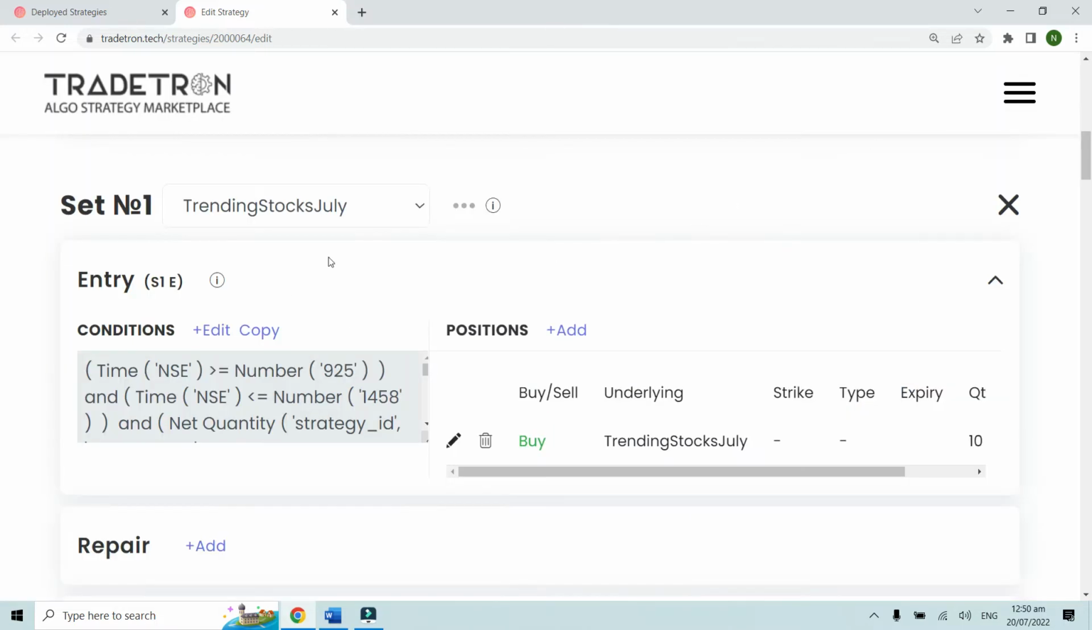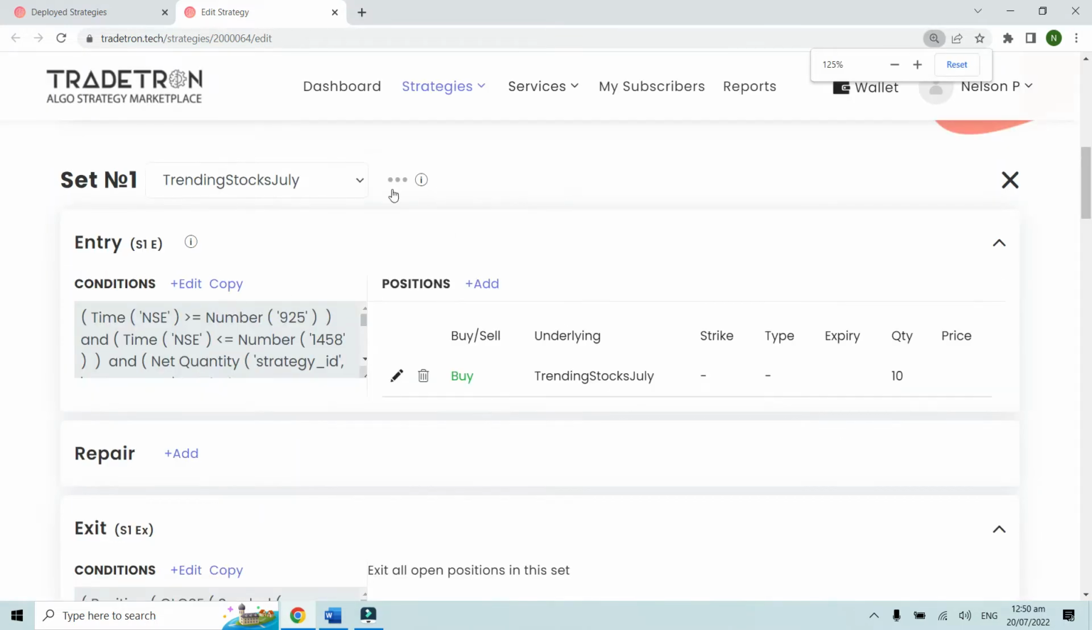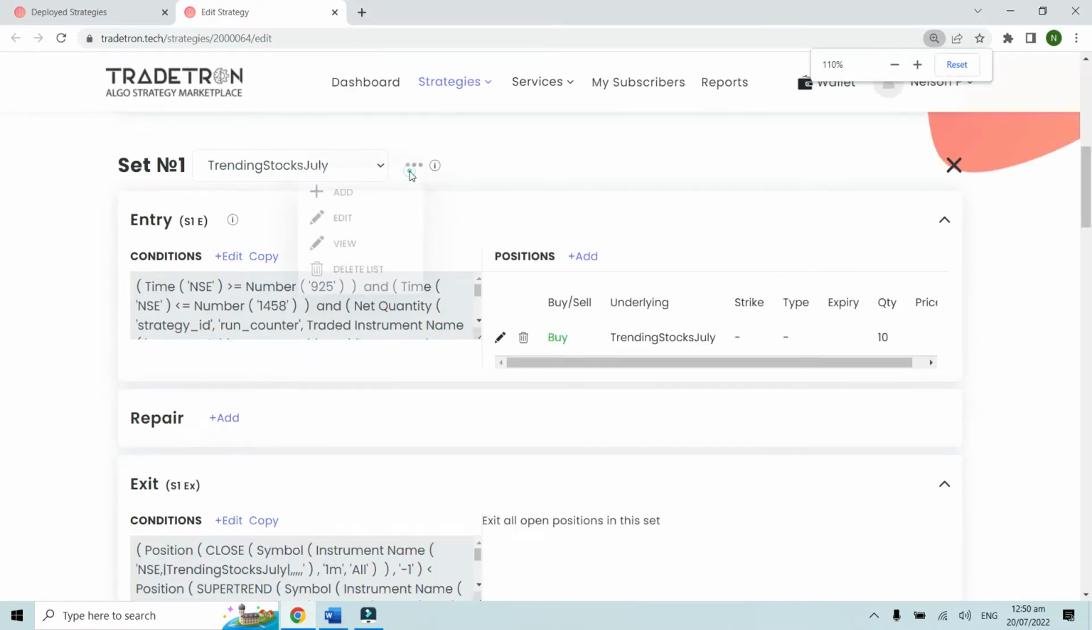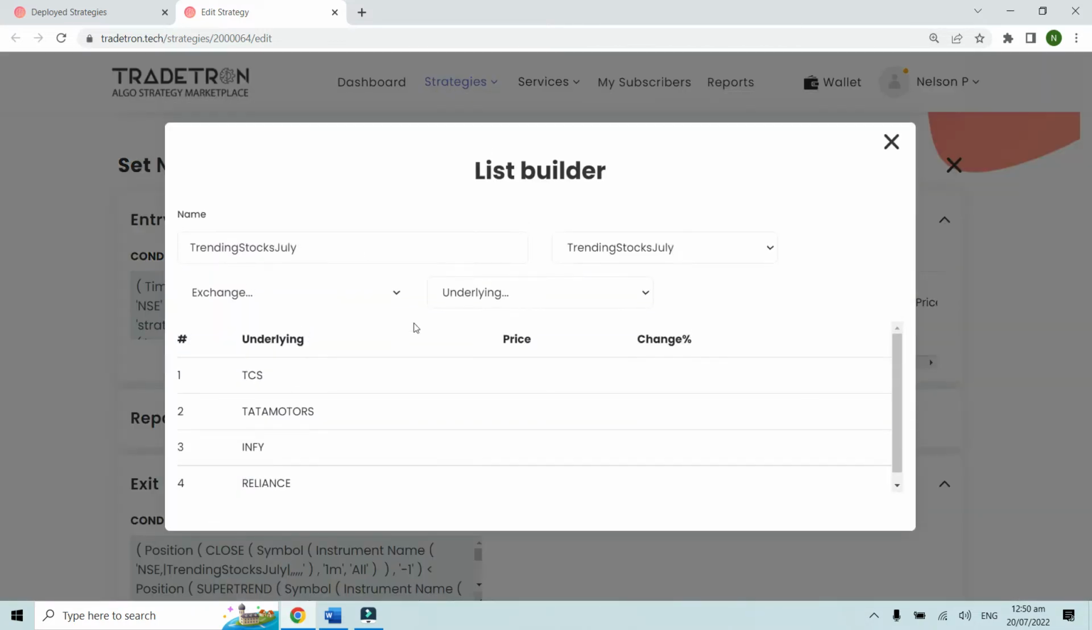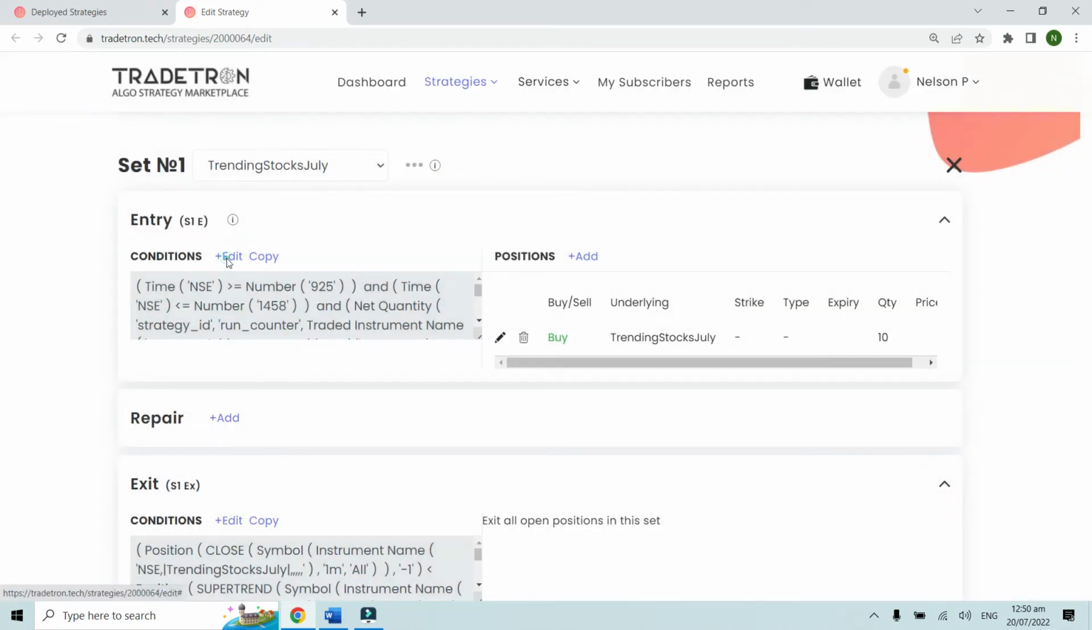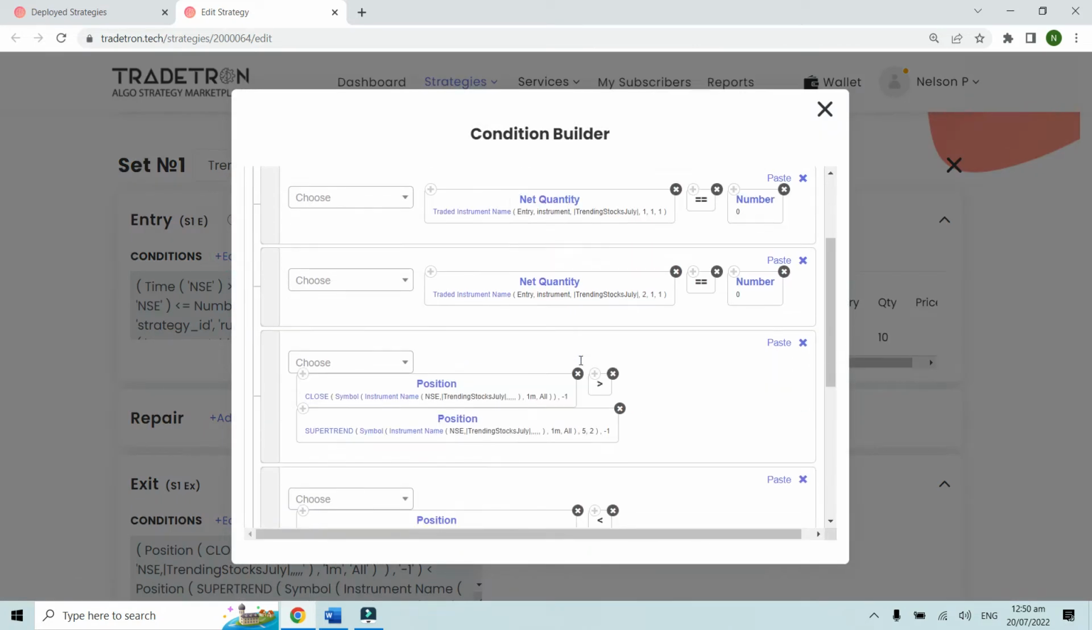This is our list. Let me zoom out again. This is our list, trending stocks July. There are a total of 4 shares: TCS, Tata Motors, Infy and Reliance, and we are trading 10 shares of each stock in this list.